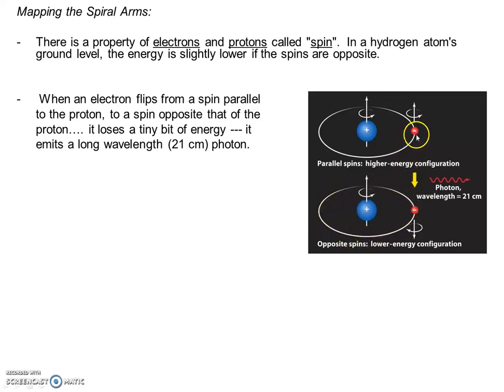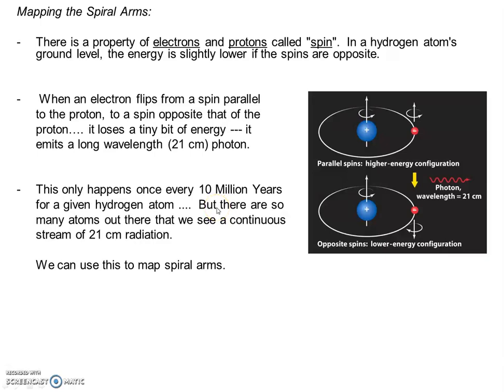Well, every now and then, a hydrogen atom that's stuck in this configuration, the electron will flip. And when the electron flips, it loses a tiny bit of energy and emits a photon, a radio photon, with a wavelength of 21 centimeters. And this is the wonderful little clue that nature gives us to let us be able to see the hydrogen gas, even though it's extremely cold. And we can use this then to map the spiral arms, because the spiral arms have plenty of this cold hydrogen gas. It only happens once every 10 million years per atom, but there's so many zillions and zillions of atoms out there that it's like a constant stream of stuff coming out.